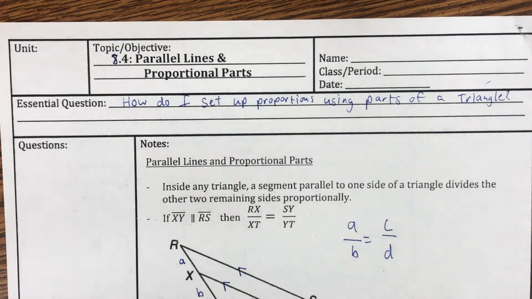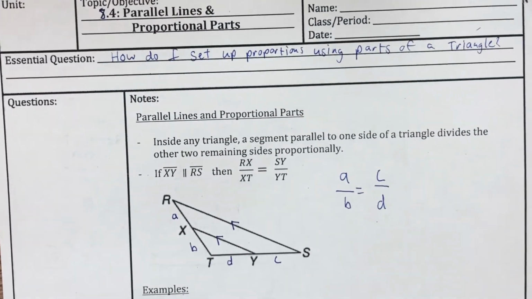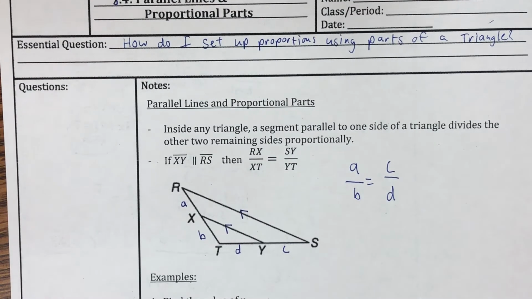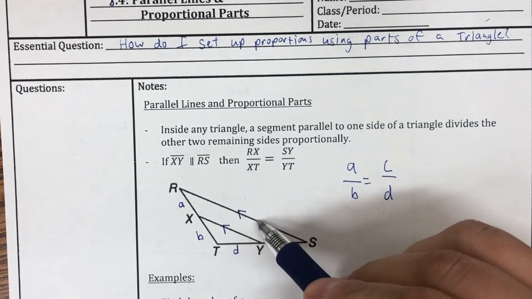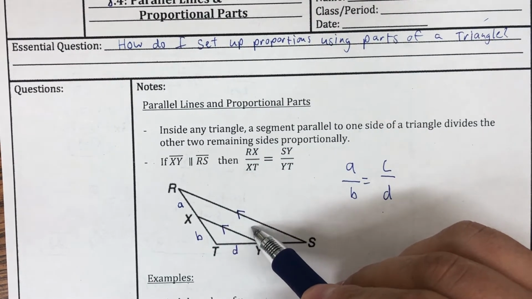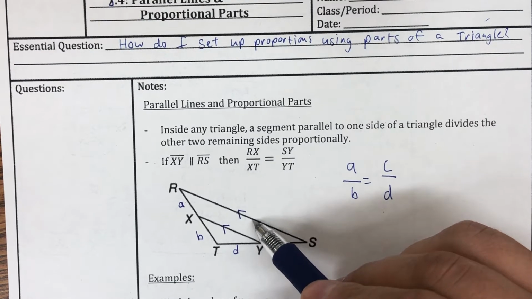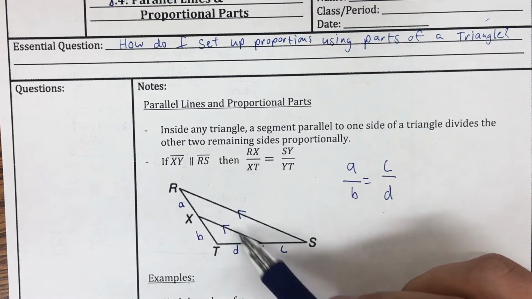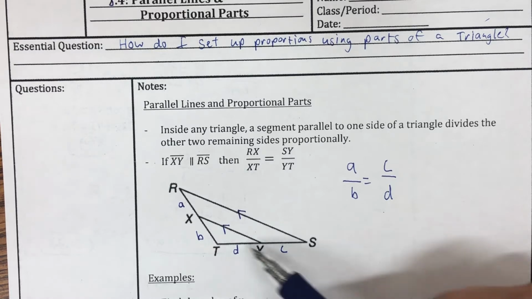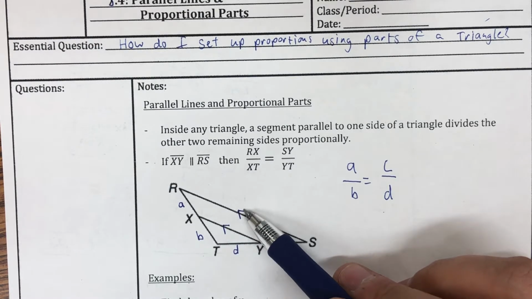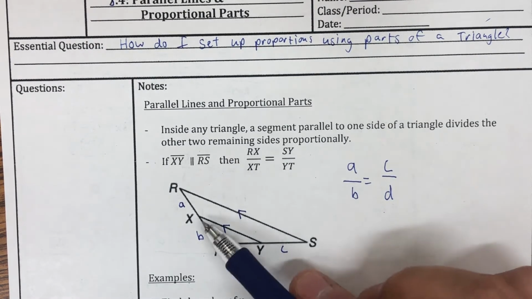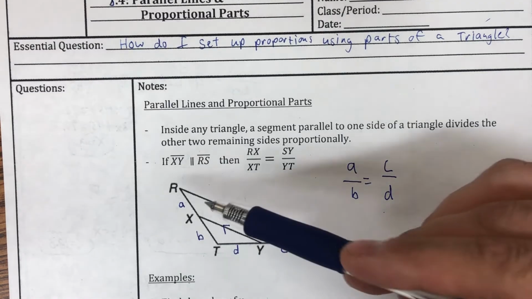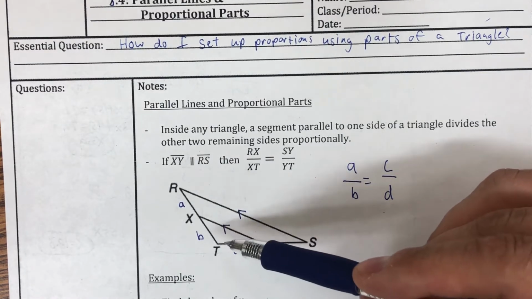Last section here for chapter 8, 8.4, involves us setting up proportions using parts of a triangle. So we're going to go over one special case, and the one special case we have involves a segment being parallel to one of the sides of a triangle. So in this example here, where we set up our first proportion, XY is parallel to RS. So since those two sides are parallel, obviously XY is not parallel to the other two sides. It divides those two sides proportionally.